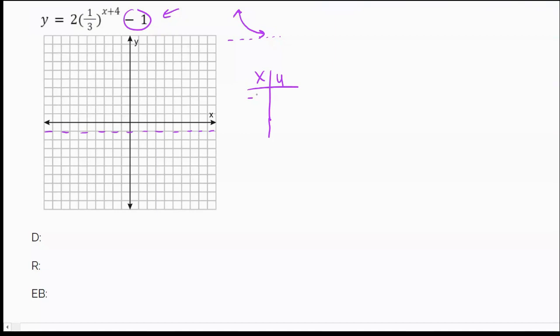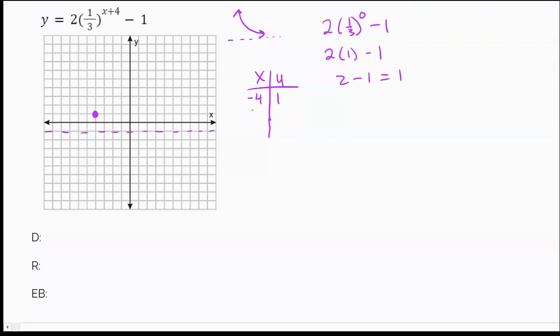The first thing I want to do is plug in -4, so that the exponent becomes 0, because that's going to make my math really easy here. So -4 plus 4 is 0, minus 1. So that just becomes 1, and 2 minus 1 is just my y value of 1. So 1, 2, 3, 4, I have this point here at (-4, 1).